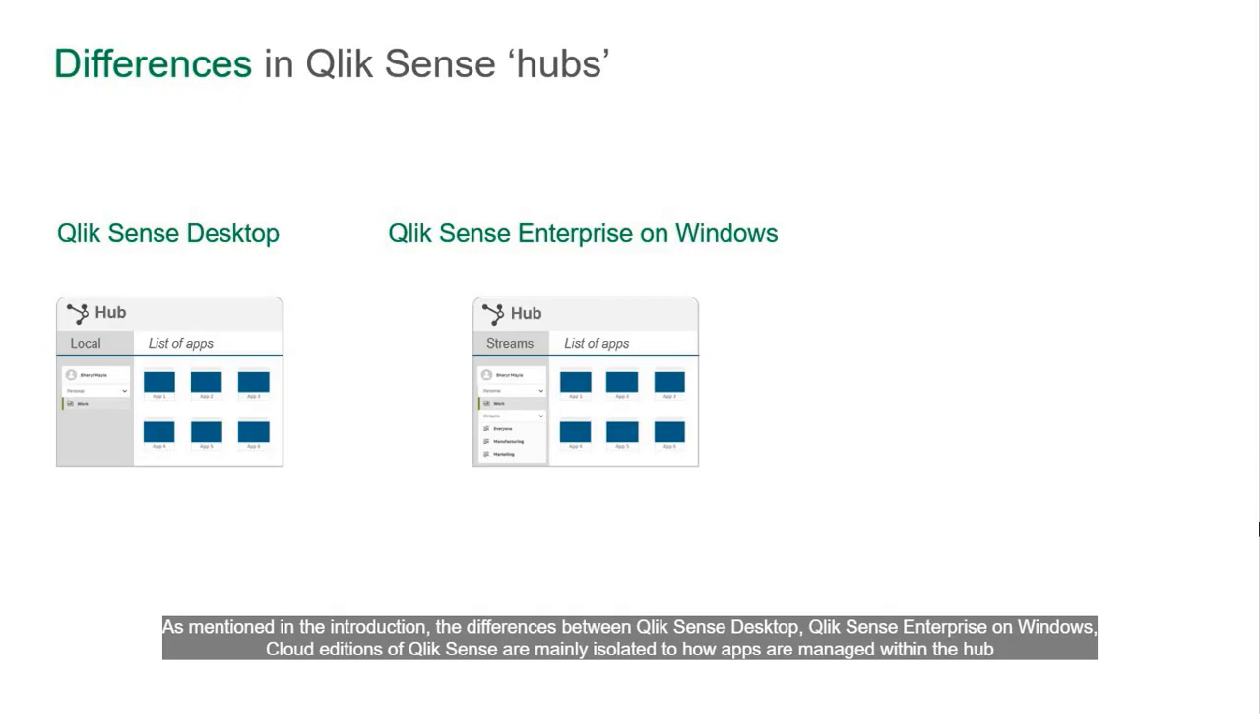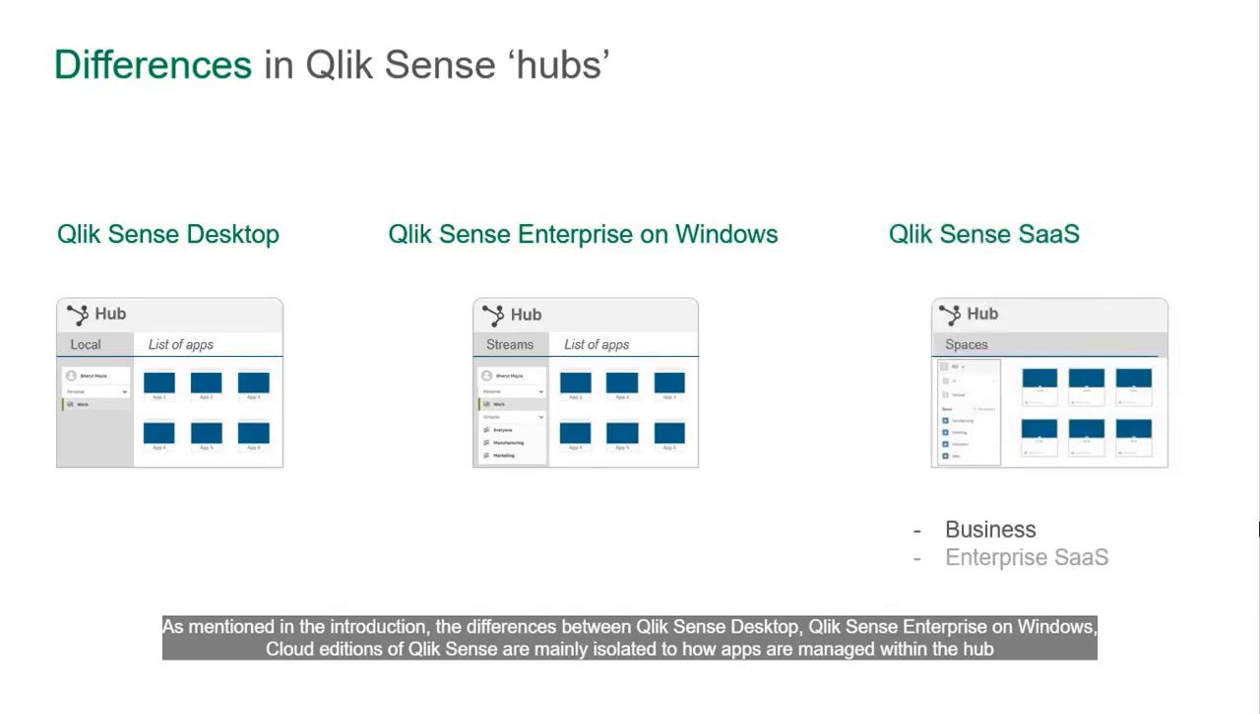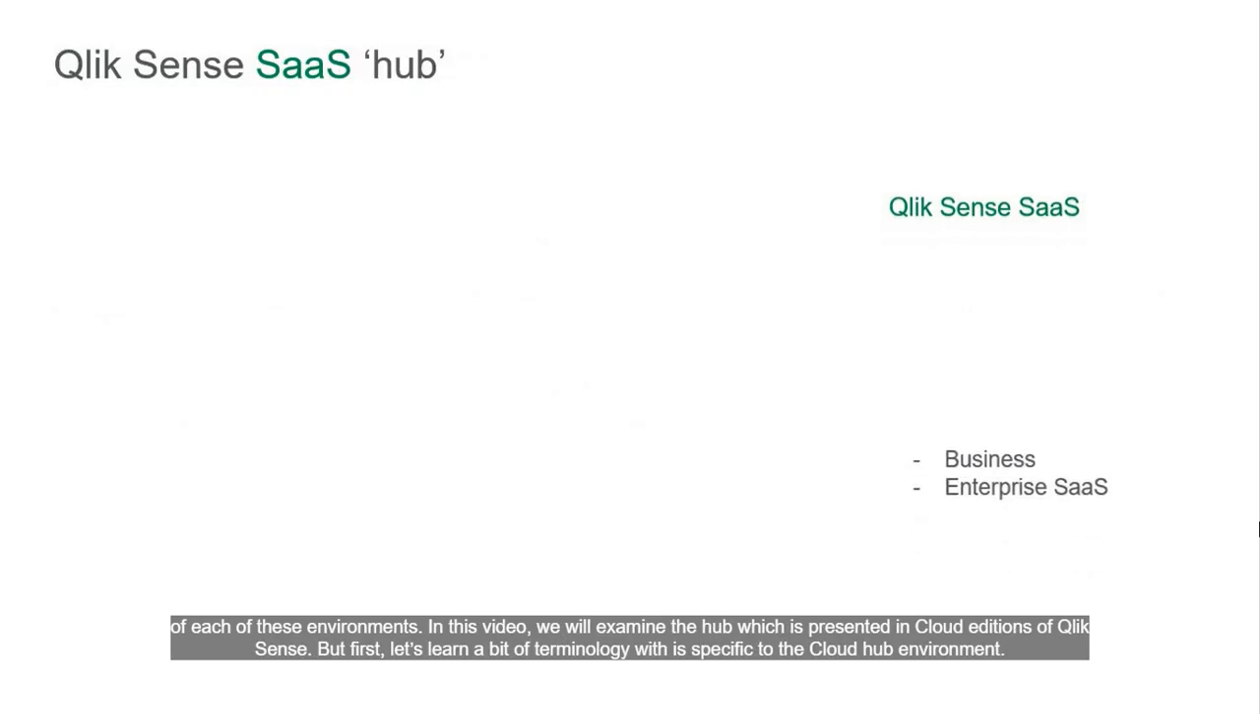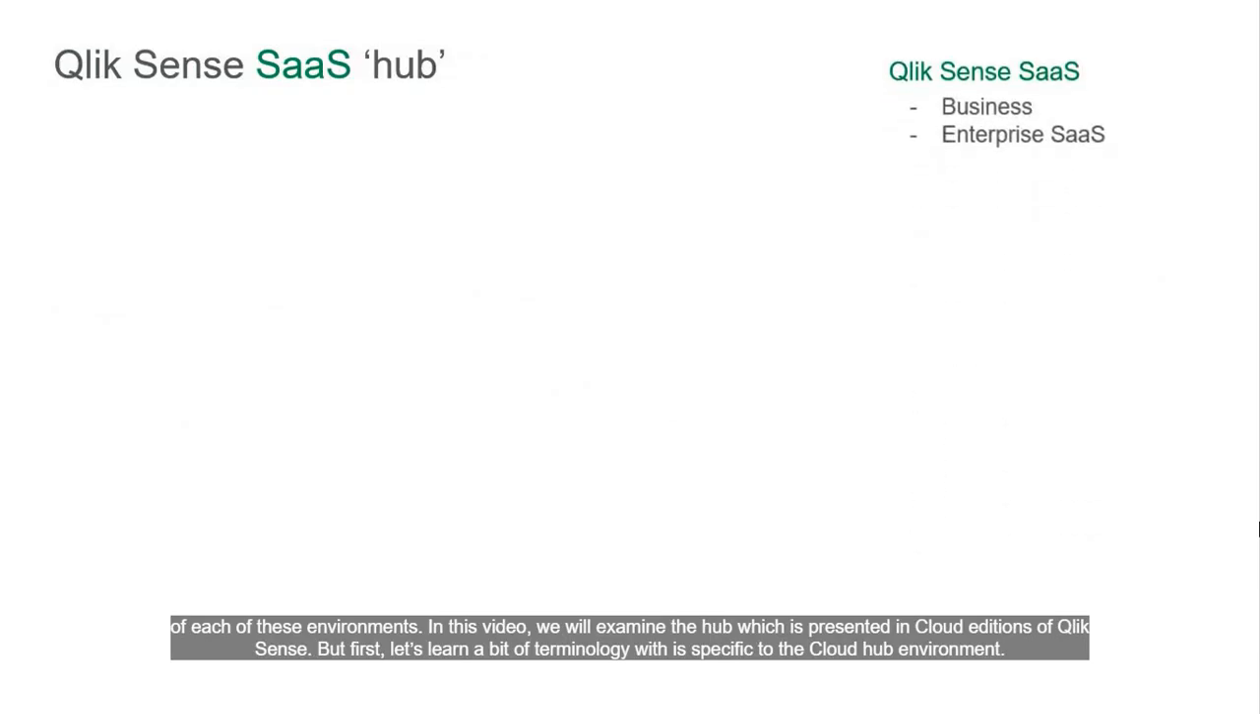As mentioned in the introduction, the differences between Qlik Sense Desktop, Qlik Sense Enterprise on Windows, and cloud editions of Qlik Sense are mainly isolated to how apps are managed within the hub of each of these environments. In this video, we will examine the hub which is presented in cloud editions of Qlik Sense. But first, let's learn a little bit of terminology which is specific to the Cloud Hub environment.